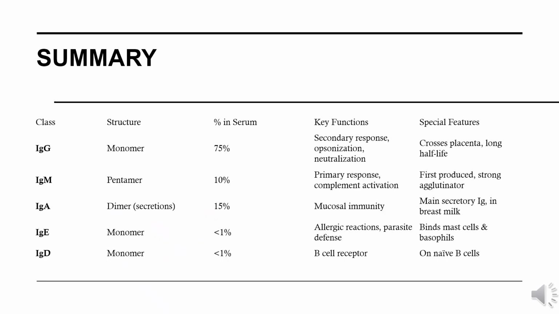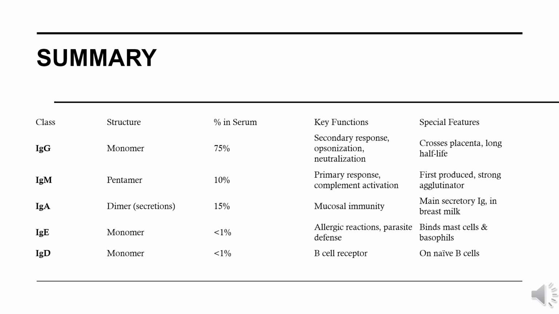We have a summary in the form of a table among the 5 classes of the antibodies. The first one is the IgG, then M, A, E, and D. In the second column, the structure of these antibodies is given. IgG is monomeric, IgM is pentameric, IgA is dimeric, but when it is present in the secretions, IgE is also monomeric and same for IgD.